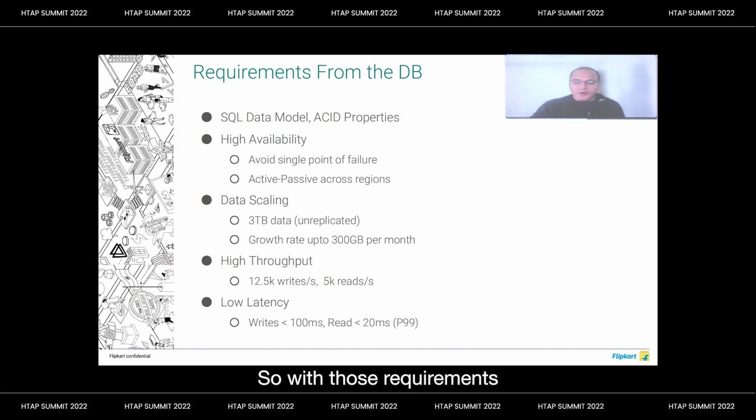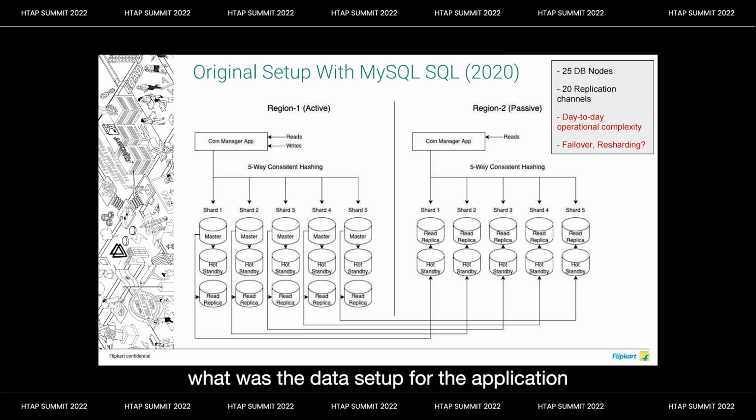So with those requirements, what was the data setup for the application? And this was prior to us applying TiDB to this. So there were two regions. On the left, we have region 1, which is active, region 2, passive on the right side. We have the coin manager application running on both regions. The active region serves both reads and writes. The passive region was serving reads. It was not just sitting idle, it was serving reads at that point in time.